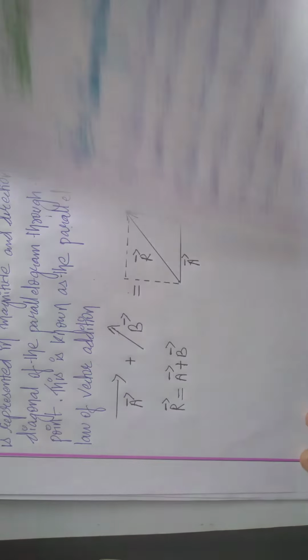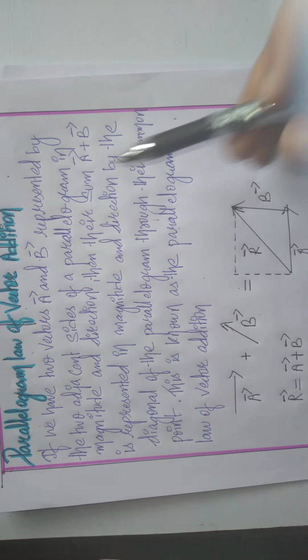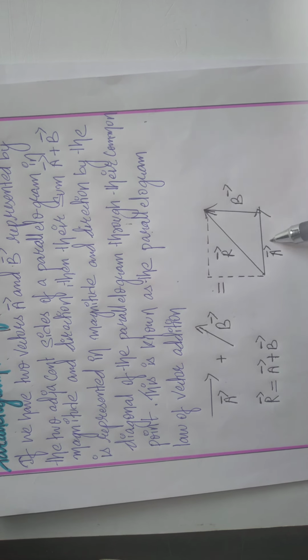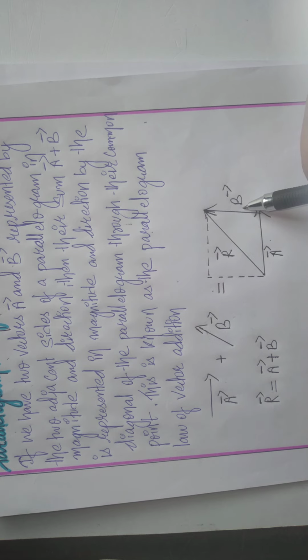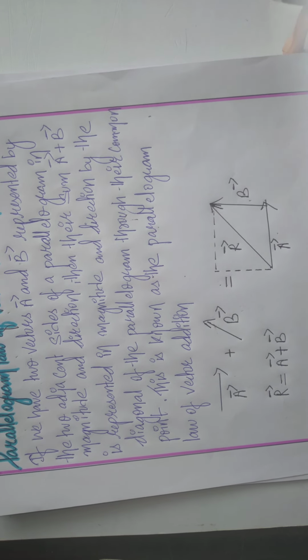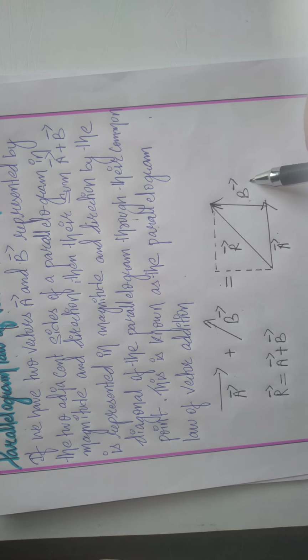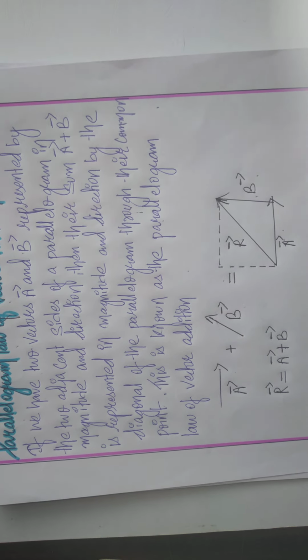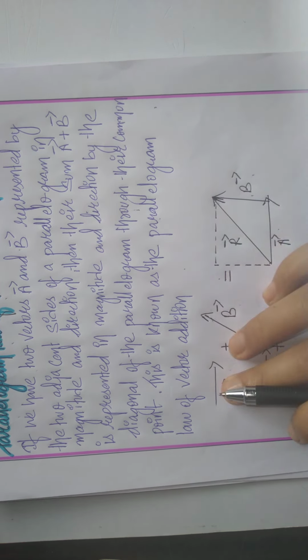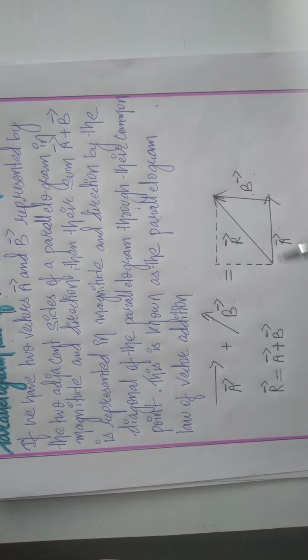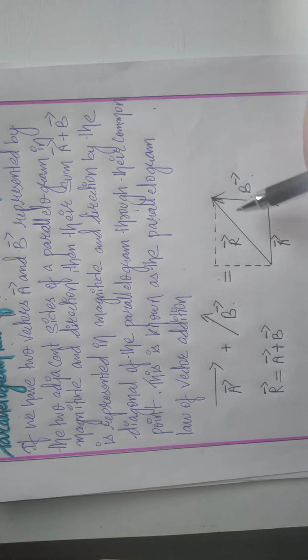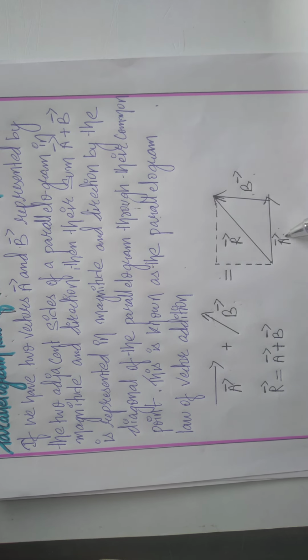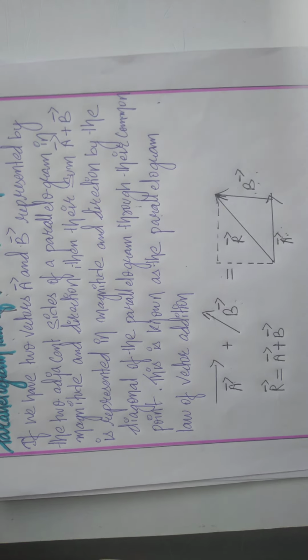Now the parallelogram law of vector addition. If we have two vectors A and B represented in magnitude and direction by the two adjacent sides of a parallelogram, then their sum A plus B is represented in magnitude and direction by the diagonal of the parallelogram through the common point. This is known as the parallelogram law of vector addition. The resultant vector is the sum of vector A and vector B. This is the parallelogram law of vector addition.